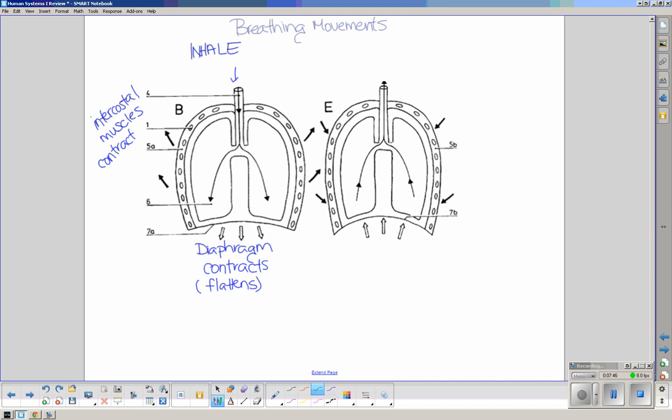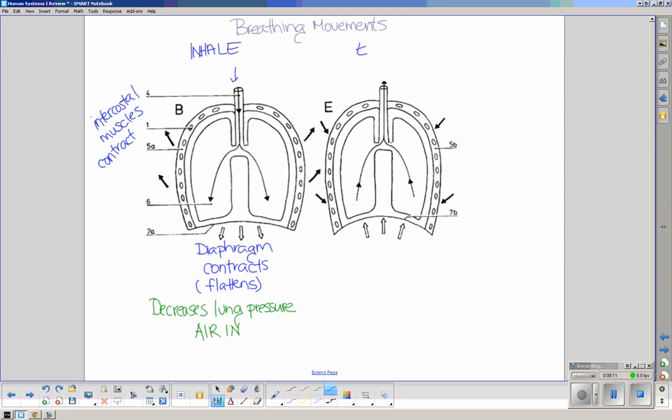What this does is it decreases the pressure in the lungs, the air pressure. So now because the air pressure in the lungs is less than the air pressure in the environment, air rushes in without us having to suck it there. That is an inhalation, contraction.